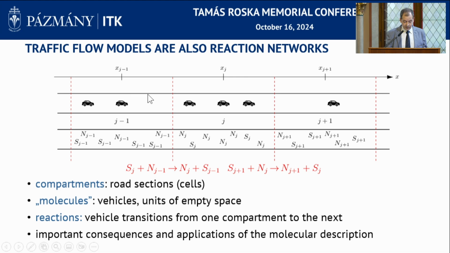And we proved that the mathematical model obtained from this principle is convergent to the solution of the partial differential equation, which is known for modeling such road sections, and not just road sections, but traffic networks as well. And this has quite important consequences and applications because we can use all the machinery of chemical reaction network theory to transportation.